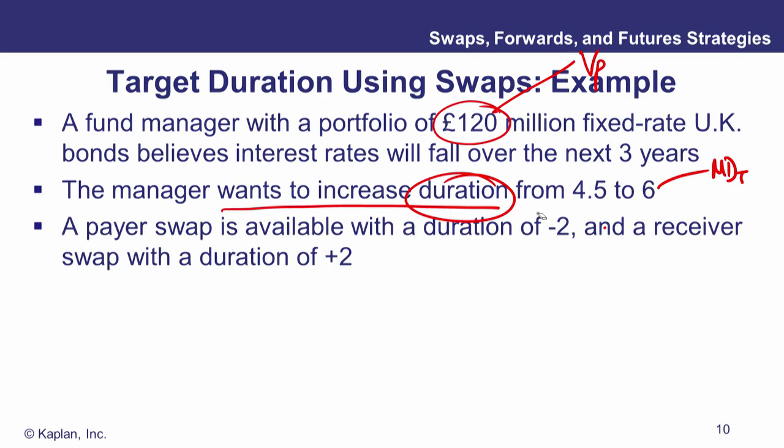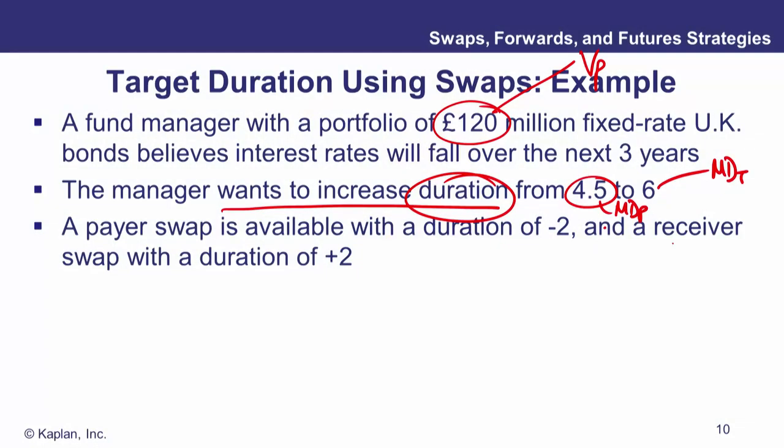A payer swap is available with a duration of -2. Don't forget, paying away the fixed leg is paying away duration. So we're not really interested in a swap with negative duration. We're more interested in a swap with positive duration because we want to increase our duration. So we're going to receive fixed and bring more duration into the portfolio.